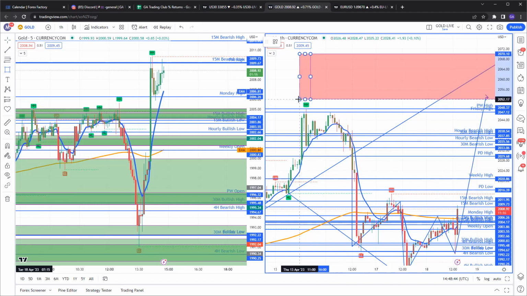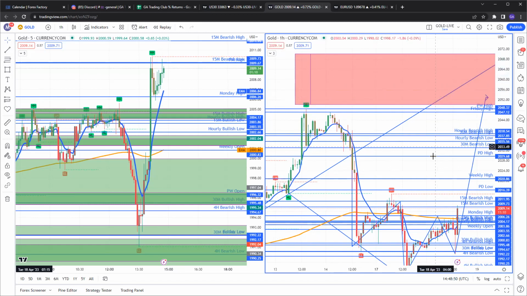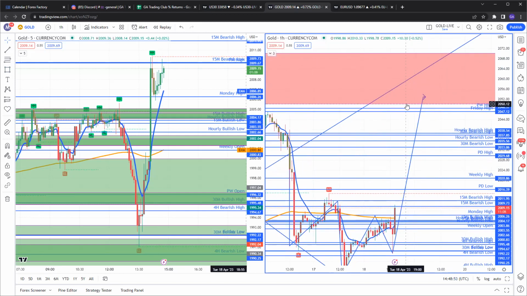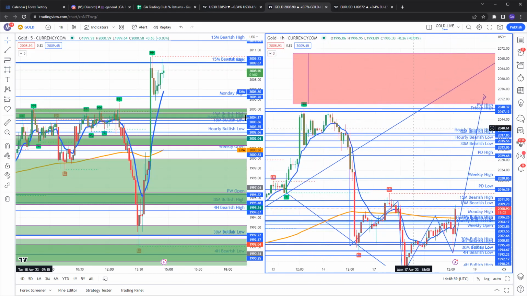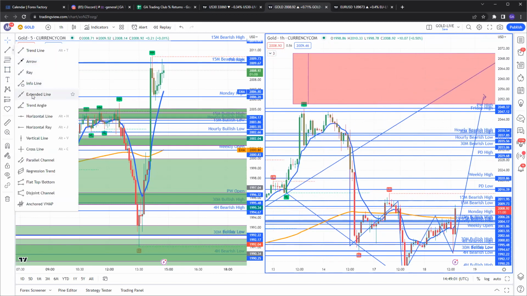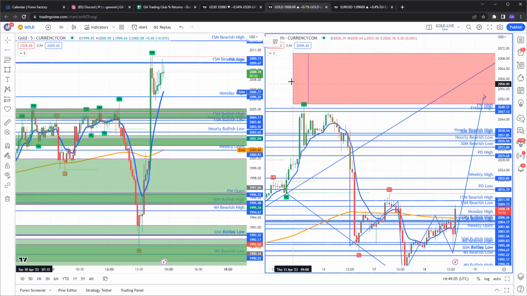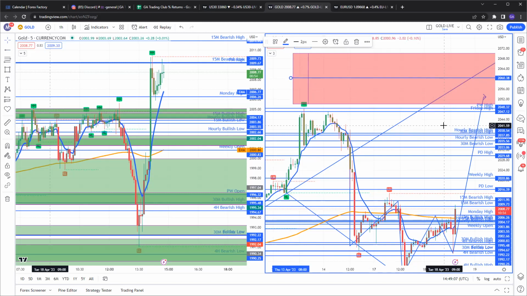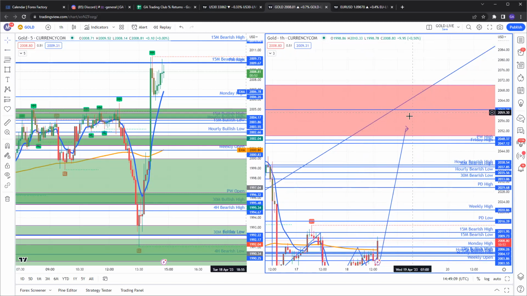So honestly, yes, I do expect gold to go back up. What I would be looking for, if price comes back up, instead of selling here at 2050, is the middle of this channel, right? So what's the middle of this channel right here? Horizontal, that's 2060. So that's where I would enter my first sell on gold at 2060, and then I would enter my other sell at 2070.